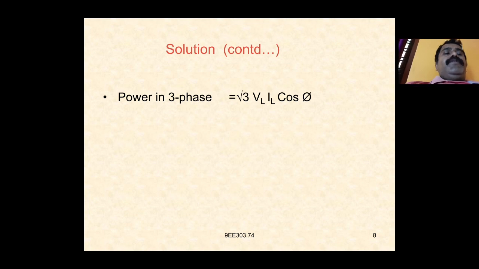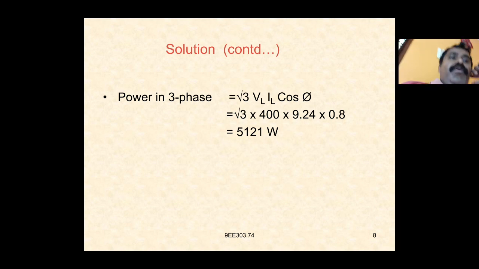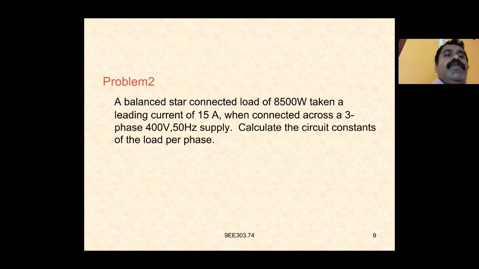So power in three phase P is equal to root 3 VL IL cos phi, that is root 3 into 400 into 9.24 into 0.8, which is 5121 watts.